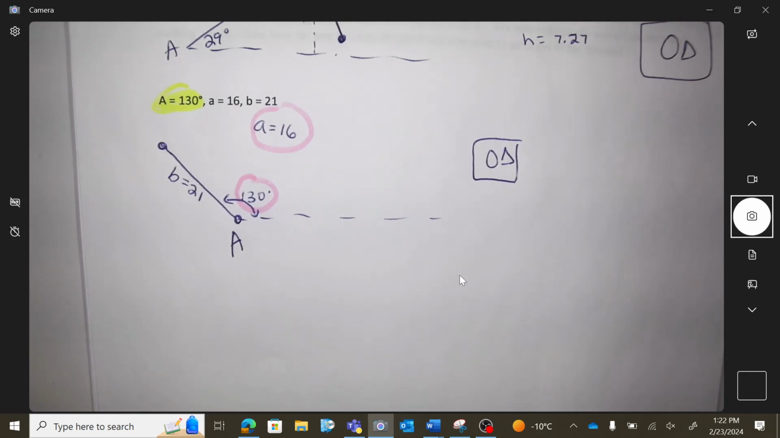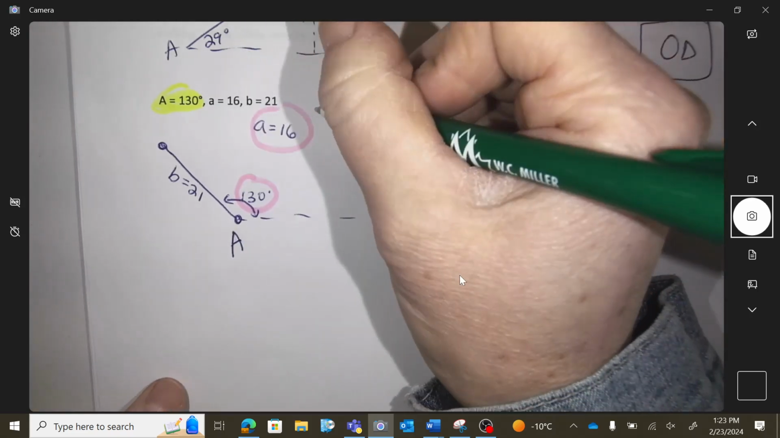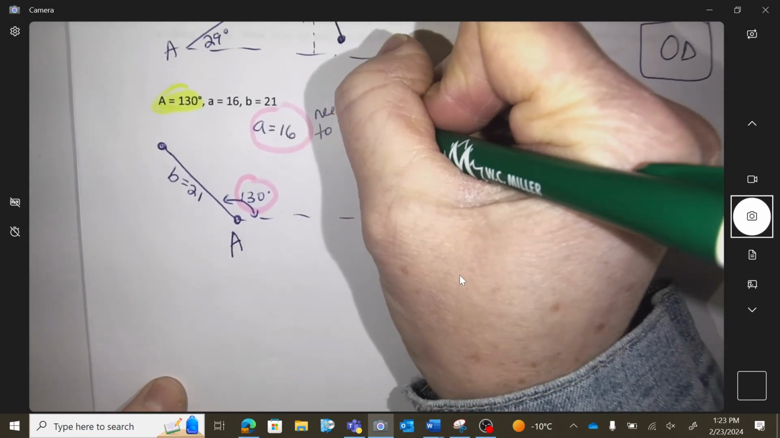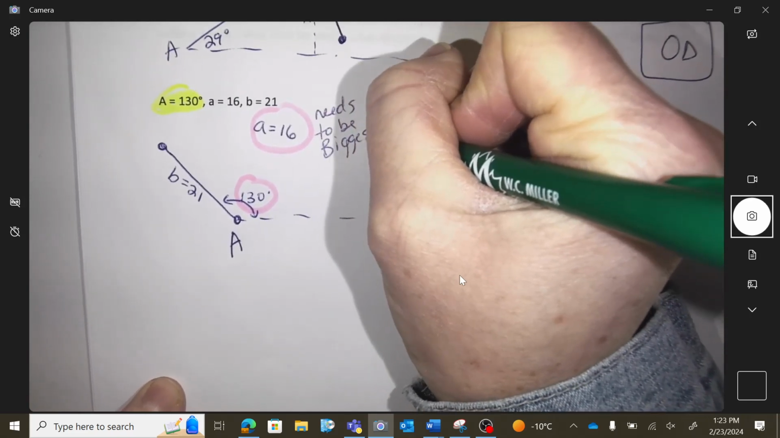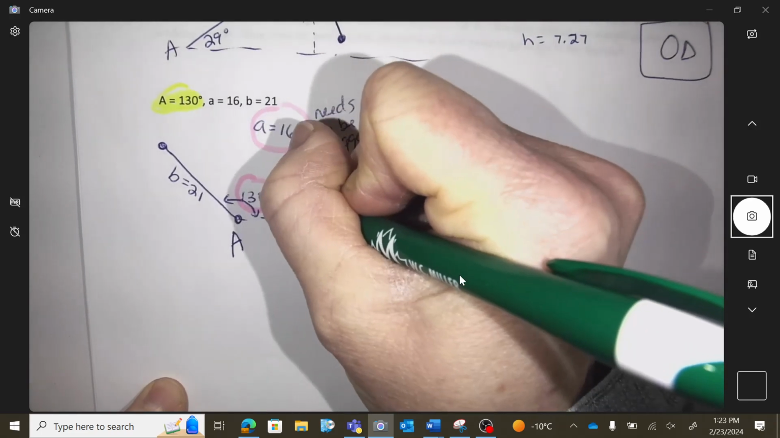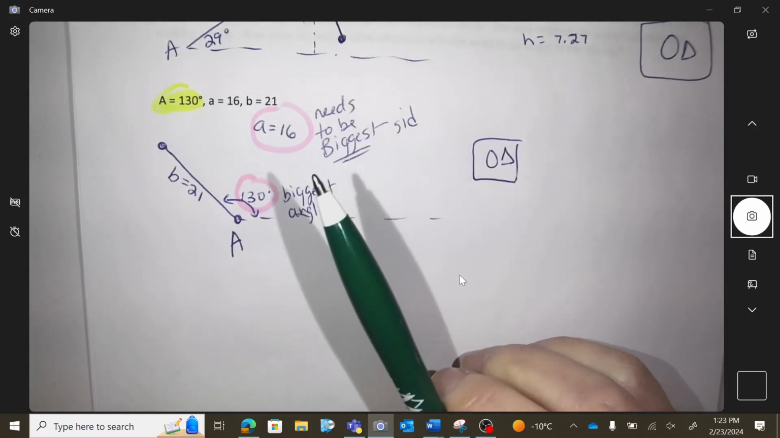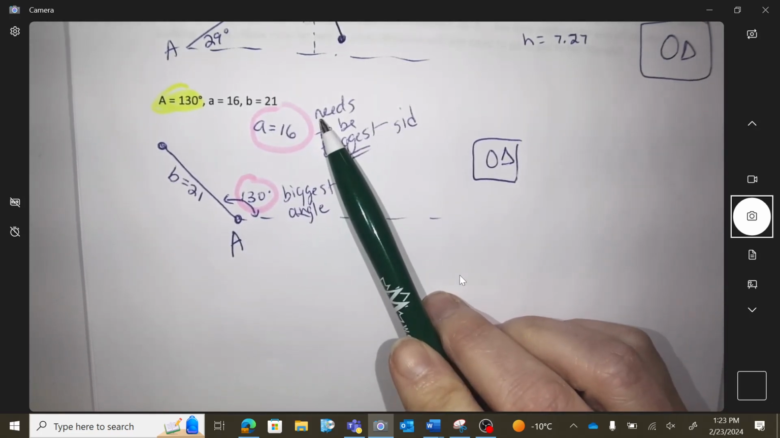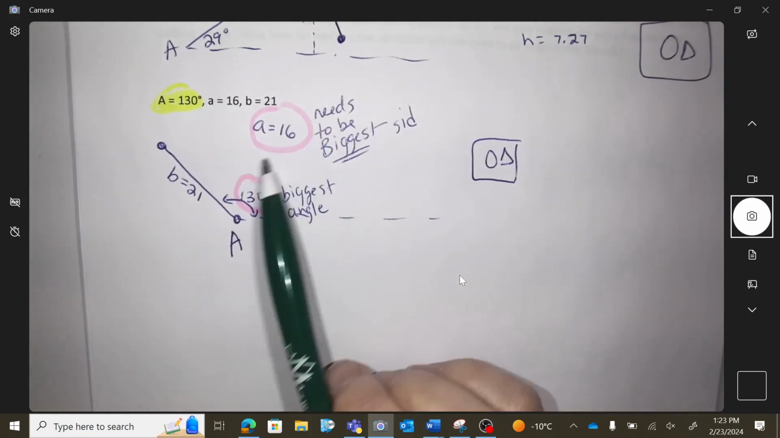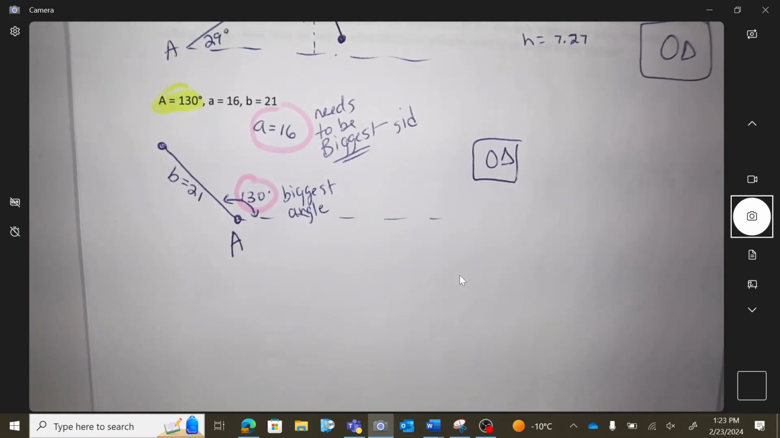130 degrees would have to be what? Would you agree that no matter what, it's the biggest angle in any triangle? You can't be bigger than 130 inside a triangle, right? So what has to be across from it? If this is the biggest angle, that has to be the biggest side. So is it possible? No, because that one was 21, so you can't have that.